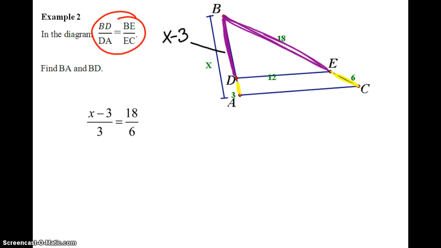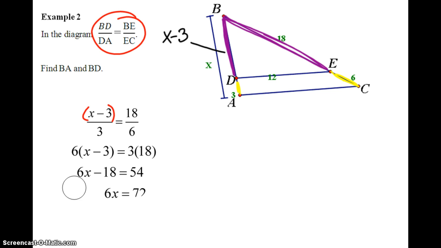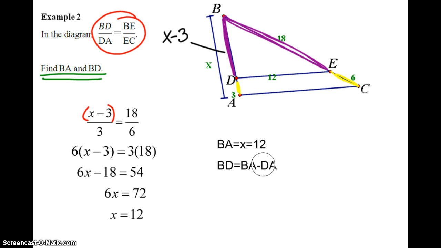All right, so we perform some substitution and set up. Now we need to cross multiply. Again, don't forget your binomial needs to be in parentheses as shown. We distribute. On the left, we multiply on the right. Add 18 to both sides and divide. So now that we know x is 12, we need to go back and answer the question, and that says to find BA and BD. So since BA was x, we know the answer is 12. But BD was the difference between BA and DA. So 12 minus 3 is 9.